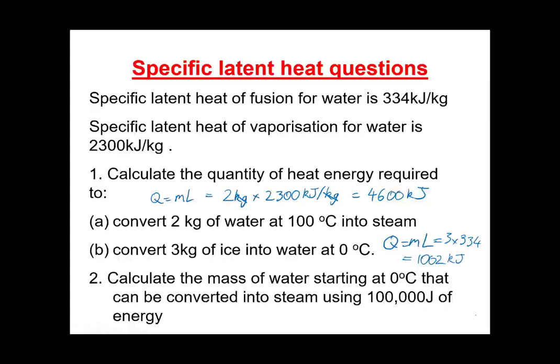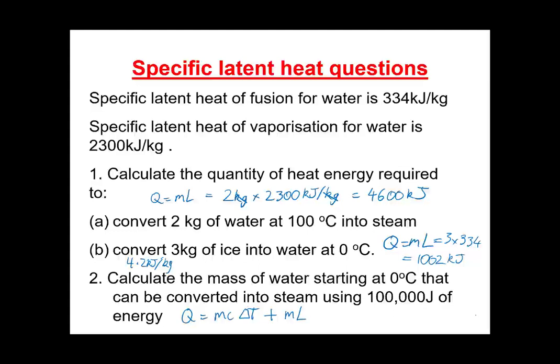Now for this last one, calculate the mass of water starting at 0 degrees that can be converted into steam using that much energy. This time we've been given our energy, but if it starts at 0 degrees, then we need to take specific heat and latent heat into account. So the total amount of energy required is mcΔT, where ΔT is our 100 degrees. For that, we need to know the specific heat capacity of water, which is 4.2 kilojoules per kilogram per Kelvin. Plus we've got the mass times the latent heat, and we know the latent heat is this number here.